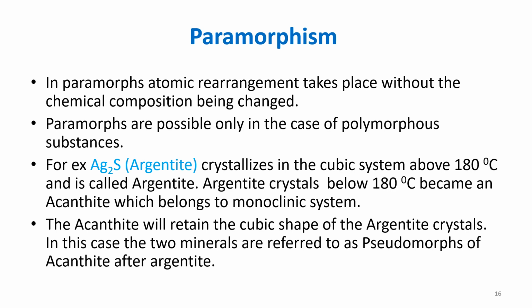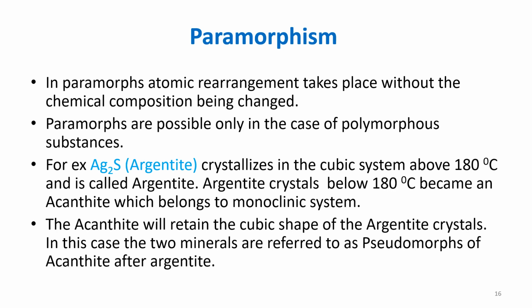Suppose, for example, we take argentite, Ag2S, which is its chemical composition. This argentite crystallizes in the cubic system, or isometric system. Above 180 degrees centigrade, it is known as argentite. But if the crystals fall below 180 degrees, the same argentite becomes acanthite, where the crystal system belongs to the monoclinic system.